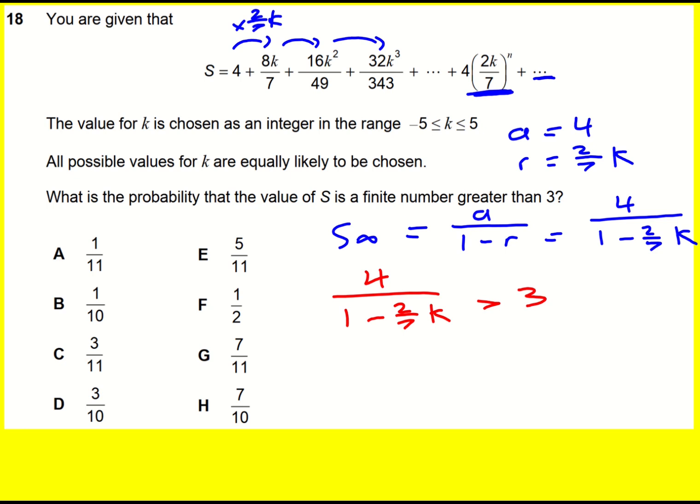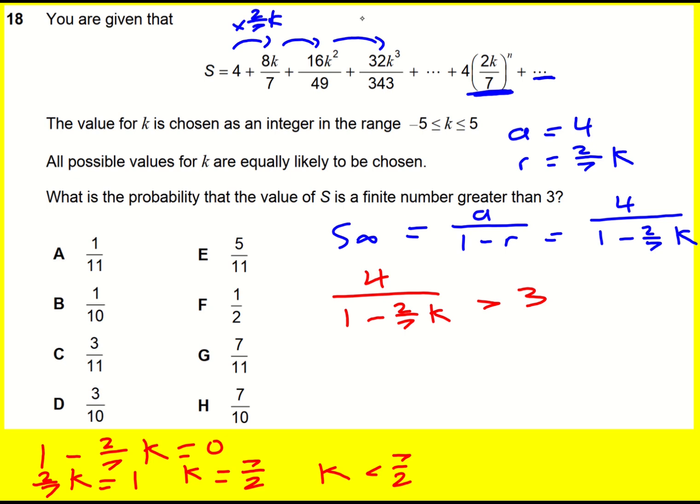This route is a little bit trickier because this inequality you can't just times through by 1 minus 2/7 k, because if it's negative, the sign would swap around. So let's find out when it crosses over from being negative to positive. When this is equal to 0, then 2/7 k would equal 1, so k would equal 7 over 2. So that means we require that k is less than 7 over 2 so that the denominator remains positive.